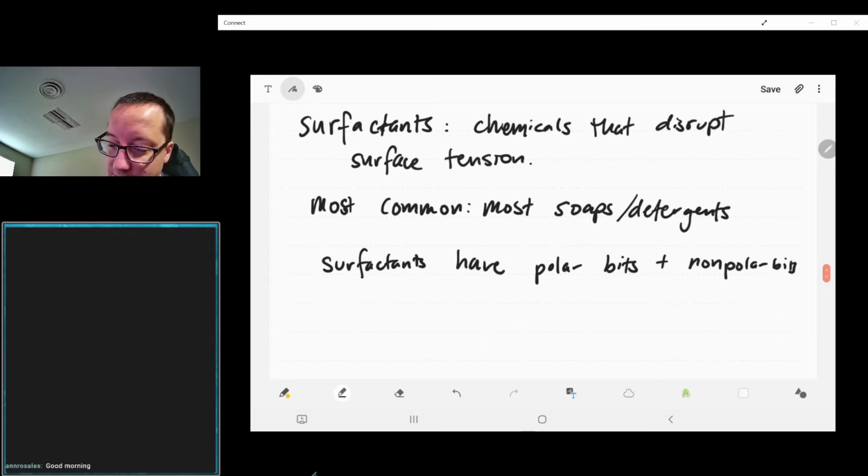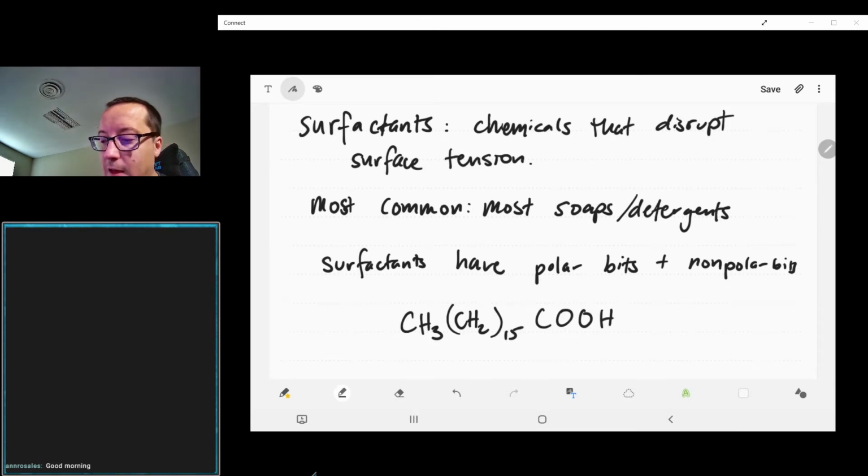And so you might have something where it's like a long carbon chain and then a polar bit at the end. So something like this, where you would end up having a polar head group and a non-polar tail. This is, again, something you've probably heard about with phospholipids.